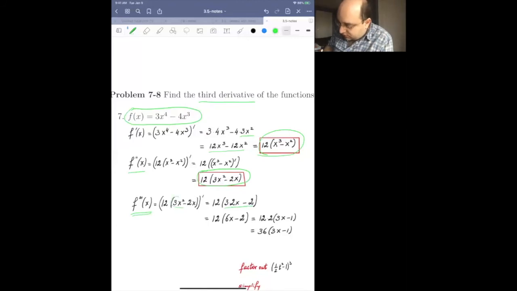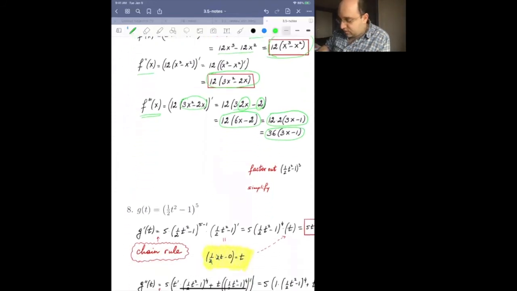So the derivative of 3x squared minus 2x is equal to 3 times 2x minus 2 times 1. That's just 2, so I can factor the 2 out, or if I just simplify, I'll get 6x here. And if I factor 2 out, I'll get 3x minus 1 inside the parentheses, so the whole thing becomes 36 times (3x minus 1). So that's the third derivative of my function.